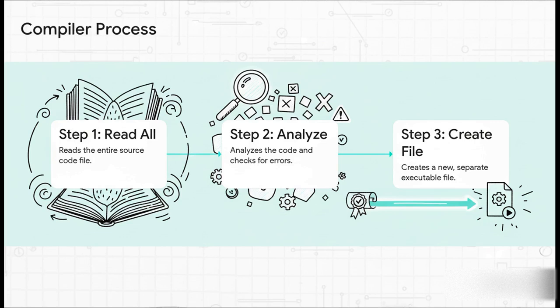So the process is super methodical. Step 1, it reads your entire program. Then, step 2, it goes through this really intense analysis phase, checking for any syntax errors, optimizing the logic, basically making sure everything is perfect. If it finds even one tiny mistake, it just stops and tells you right there. Only when everything checks out does it finally move to step 3 and create that final runnable file.